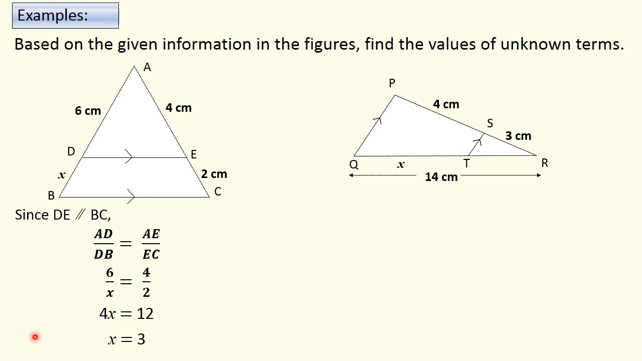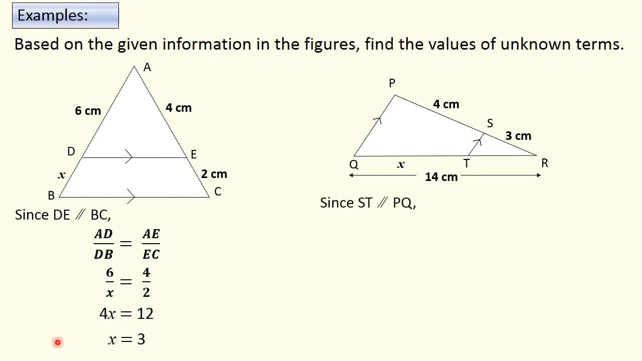Let's go for one more example. In triangle PQR, PS is given as 4 centimeters, SR is 3, and QT is unknown, x. The question is to find QT. Here QR is given as 14 centimeters. So let's apply the theorem. Here ST is drawn parallel to the side PQ of the triangle. When these two are parallel, we can apply the theorem.